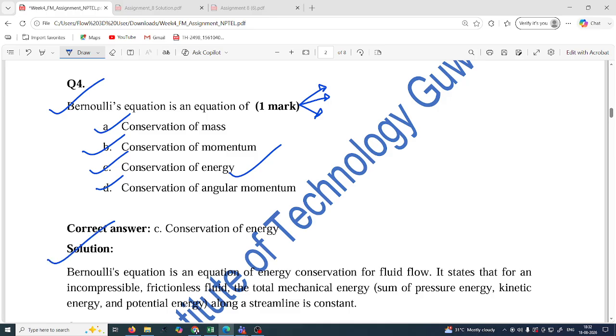Bernoulli equation is an equation of energy conservation of fluid flow. It states that for an incompressible, frictionless fluid, the total mechanical energy, sum of pressure energy, kinetic energy, potential energy along a streamline is constant. Remember please, along a streamline.